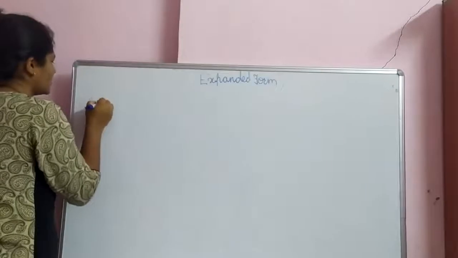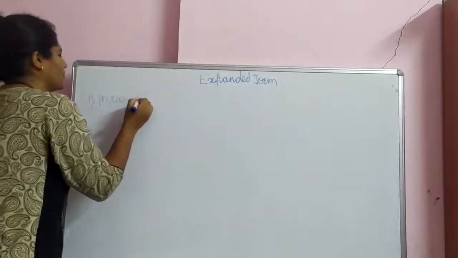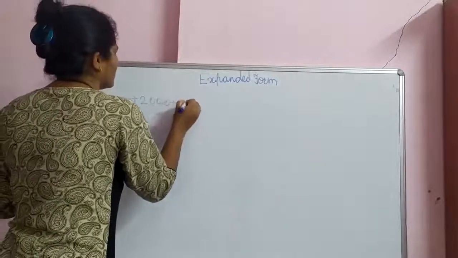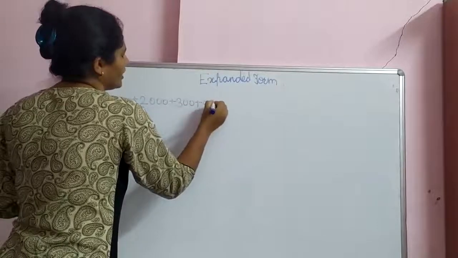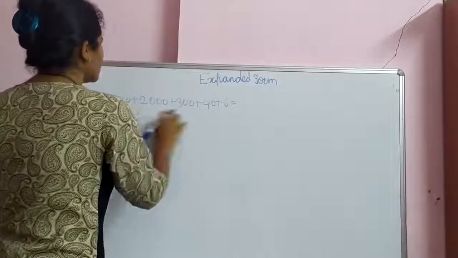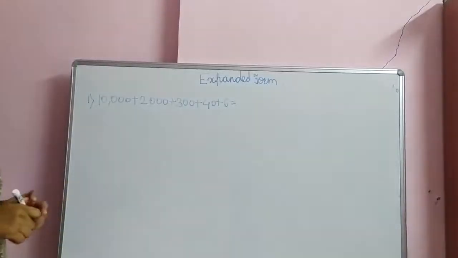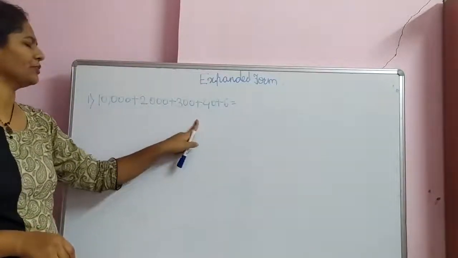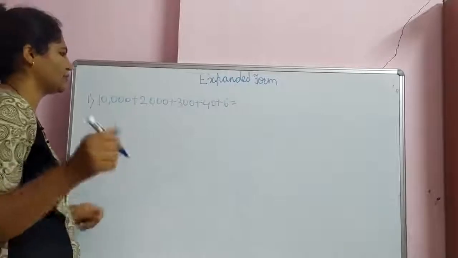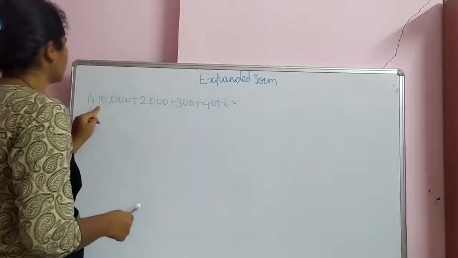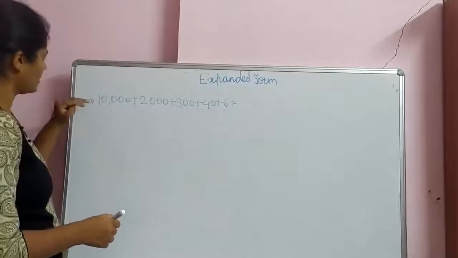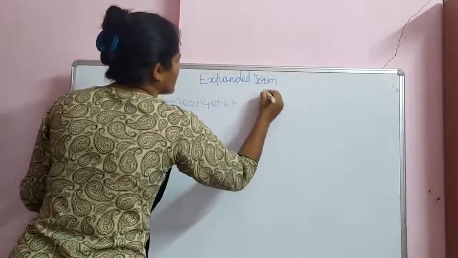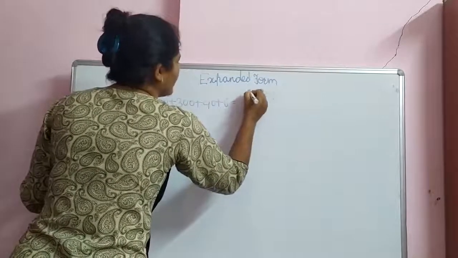First example, suppose 10,000 plus 2,000 plus 300 plus 40 plus 6. This is the expanded form. By using this expanded form, we have to write the standard numeral. So how to write this standard numeral? See here, this is in which place? This is the 10,000 place. So firstly we write the places: ones, tens, hundreds, thousands and ten thousands.